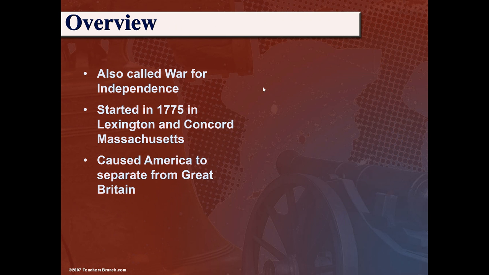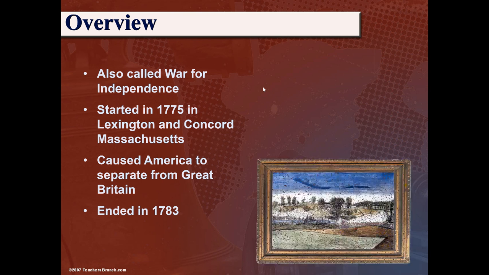So the American Revolution, or the Revolutionary War, was a war for independence, a war for Americans to become independent from Great Britain. And this war lasted from 1775 all the way to 1783. So it was a very lengthy and very costly war that ultimately led to America separating from Great Britain.